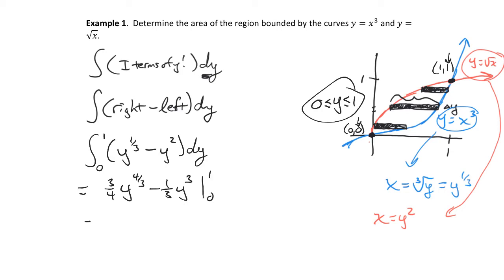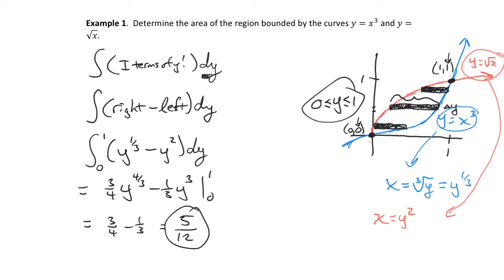When we substitute in 1, I'm going to do some shortcuts here. 1 to any power is 1, so we'll just end up with 3/4 minus 1/3. 0 to any power, whether it's the 4/3 power or the 3rd power, is going to be 0, so that's not going to contribute anything. We end up with 9/12 minus 4/12, which once again is 5/12. So of course we should get the same answer if it represents the same area.